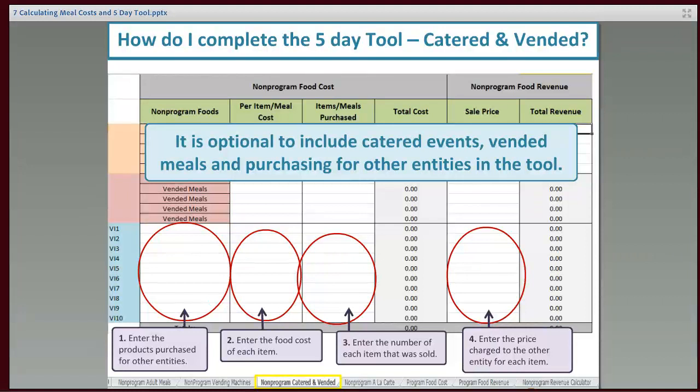Again, you do not have to complete this tab for the 5-day period. In that case, we would just need to make sure that you are recovering the cost of either the catered meals, the vended meals, or if you're purchasing for other entities, that you're recovering that cost.